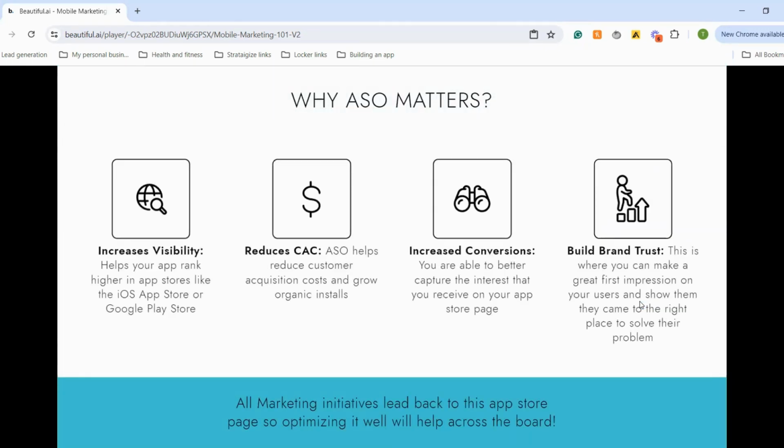App Store optimization helps increase visibility in app stores, reduces the customer acquisition cost, increases conversions. You can better capture interest into actual installs, and then build brand trust. The App Store page is typically the first touch point that you really have with a lot of users. If people are going to install your app, they're going to be on that App Store page at least once. So we want to make sure that they've come to the right place. We are the solution to their problem.